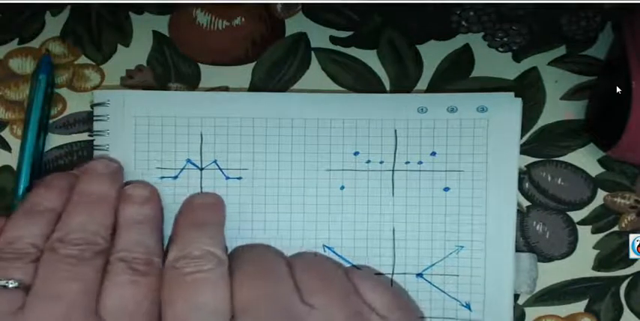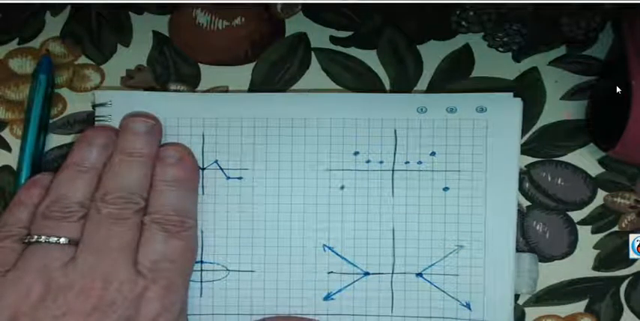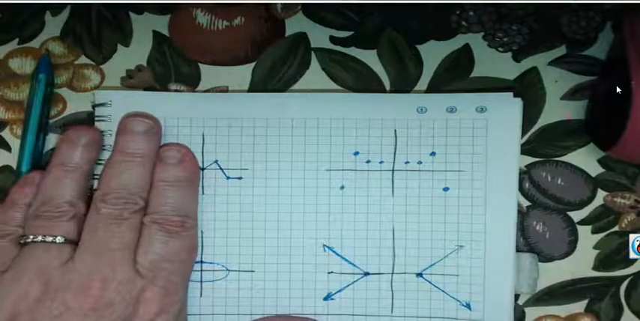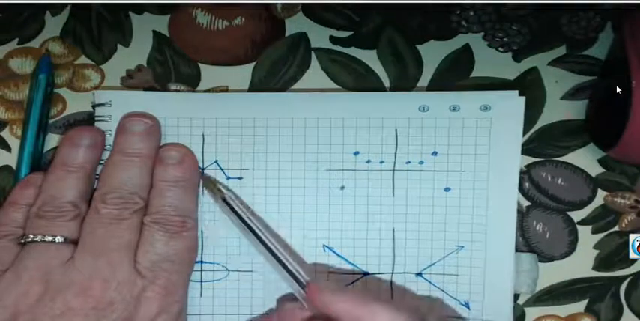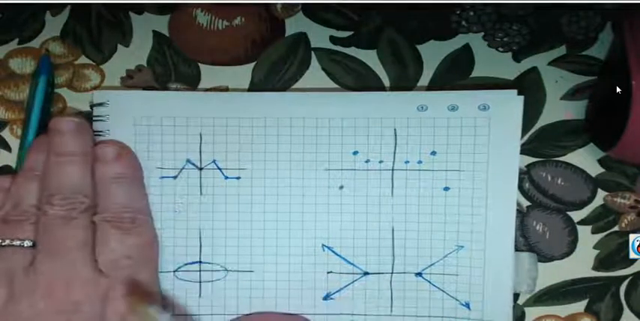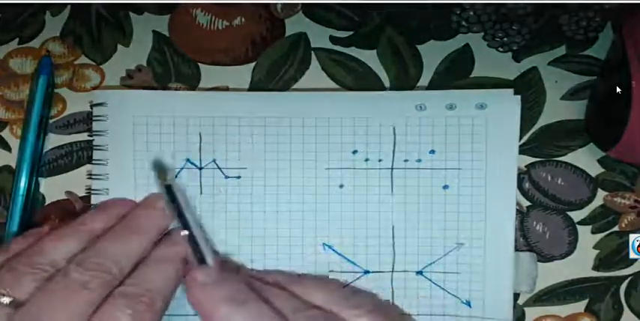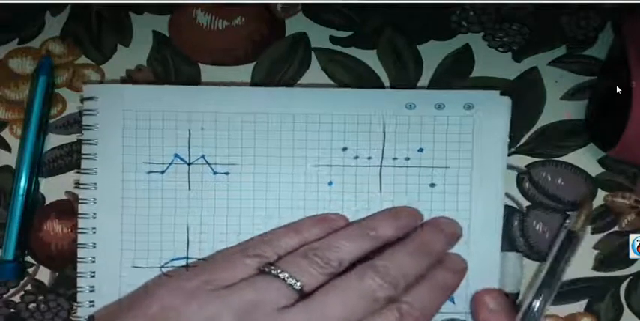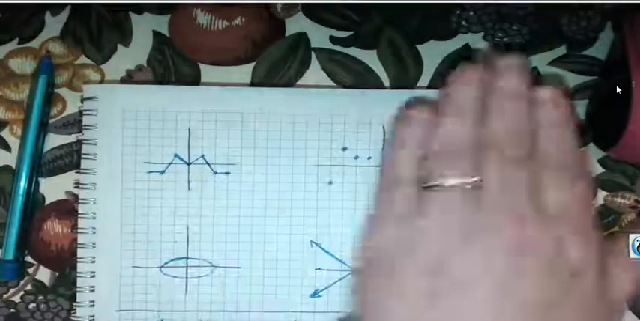If I look at this, if I cover up half of it, and it doesn't matter if it's the left or the right hand side of the y-axis, if the y-axis was a mirror, what would you expect its reflection to be? You'd expect it to be something like that, and that's what you get. And it doesn't matter which side you start with. So this is symmetric with respect to the y-axis. This is symmetric with respect to the y-axis.